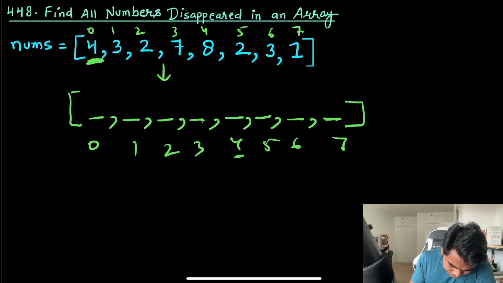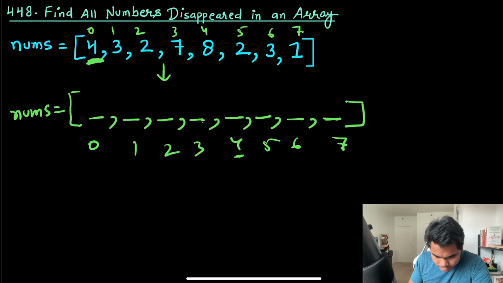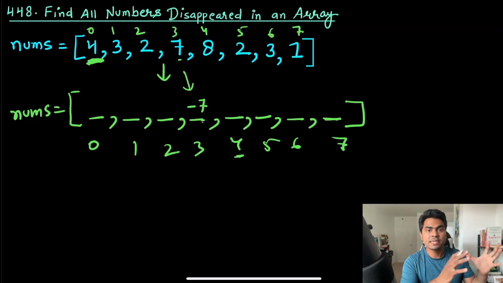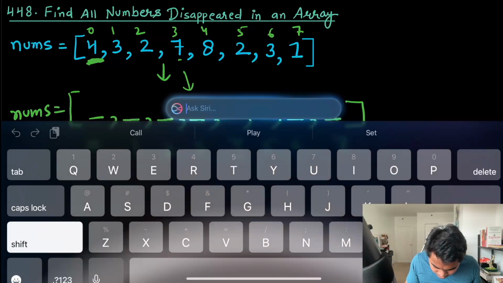So how do I say that I have seen 4? How do I say that I've seen 4? I'll go to this index in my array. This is nums only. Remember, this is nums itself. So in my nums itself, I will go to this index minus 1, 4 minus 1, which is 3, and I will convert this value that I have right now, which is 7, to negative value. That is the representation that I have seen the number at this index, the index it was supposed to be.